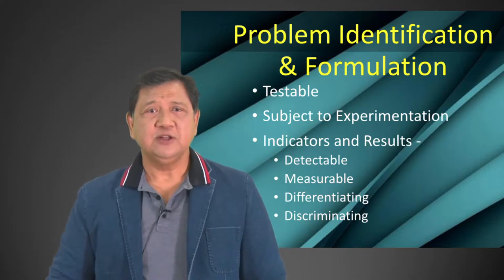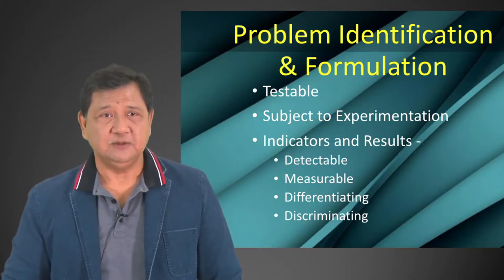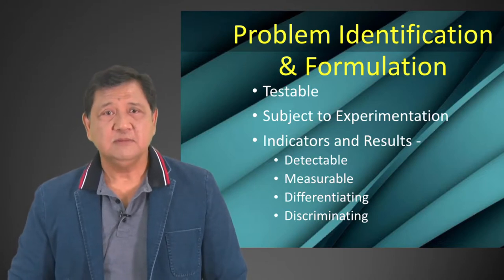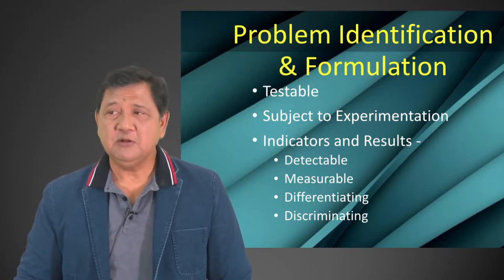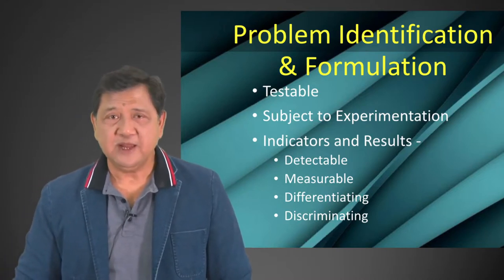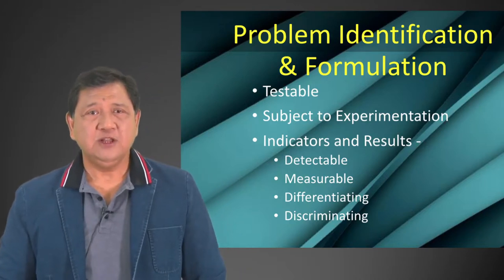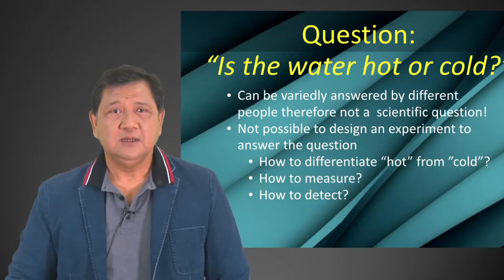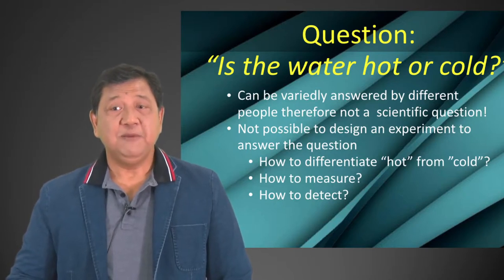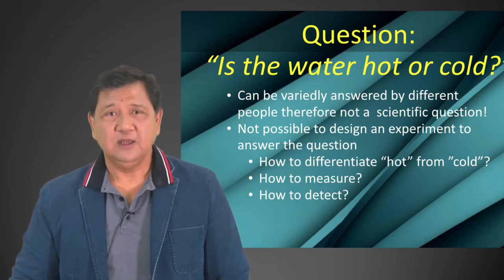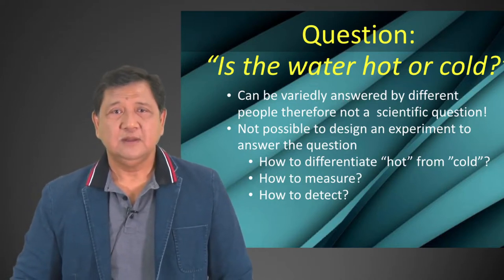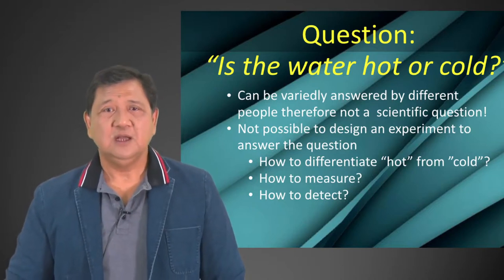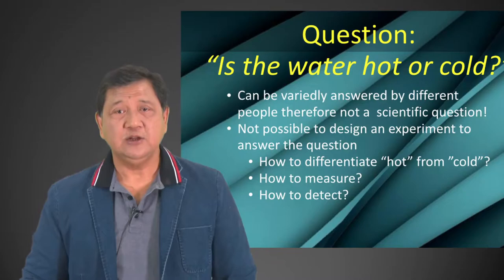Moving into the problem identification and formulation, the requirement is that it must be testable. What does it mean? It means it must be subject to experimentation, and the indicators and the results are detectable, measurable, differentiating, and discriminating. A good example is the question, is the water hot or cold? Is this a scientific question? It can be validly answered by different people and therefore is not a scientific question. It is also not possible to design an experiment to answer the question: how to differentiate hot from cold, how to measure hot and cold, how to detect hot and cold.